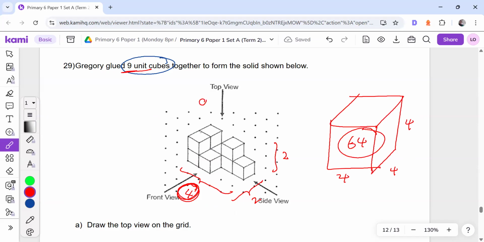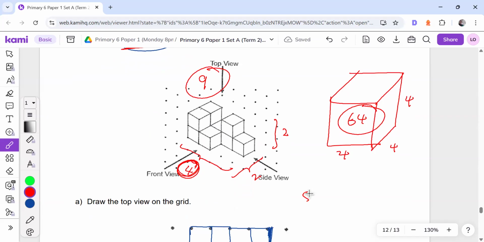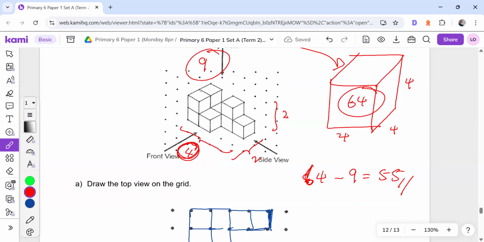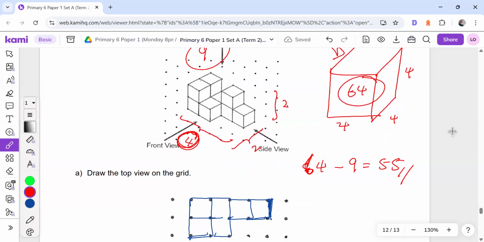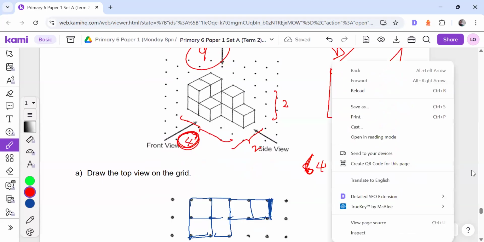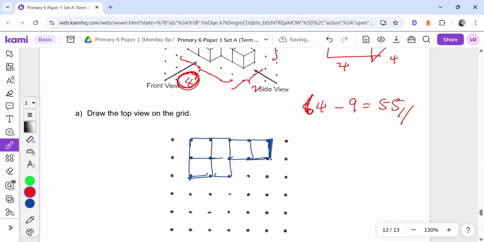But there are only 9 cubes. So how many more must you add? You need to add another 64 minus 9. You will have to put another 55 more cubes. And once you put 55 more cubes, then it will become a big cube already. So your answer is 55. Understand now? Those who got it wrong, this is how you do it. And it's a Primary 5 question. Primary 5, you have done this also. Okay, let's go to the next one.